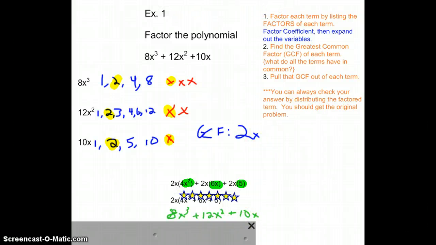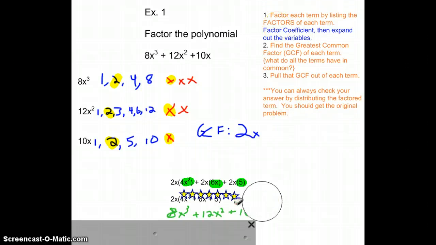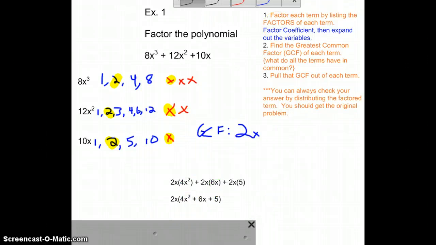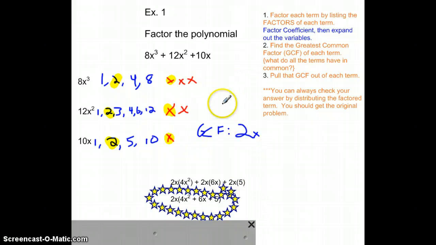Well, let's try and do it a little better. All right, so here's our factored answer. All right, let's take a look at another example here.